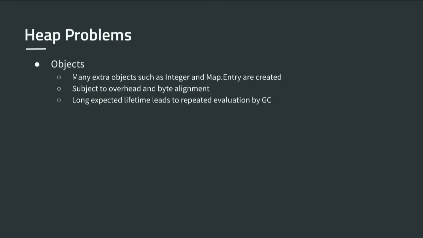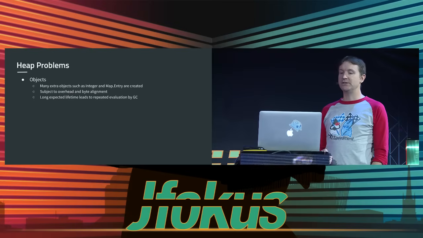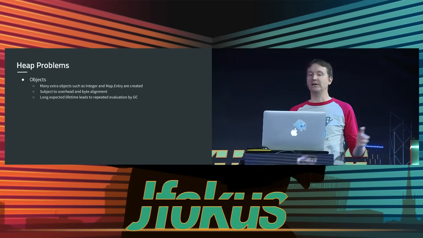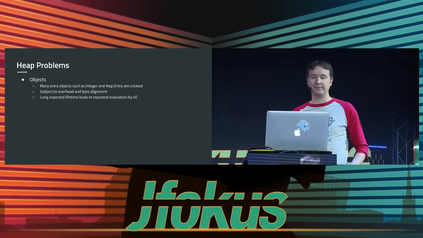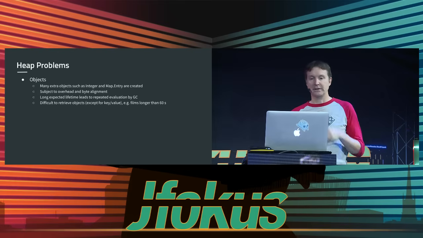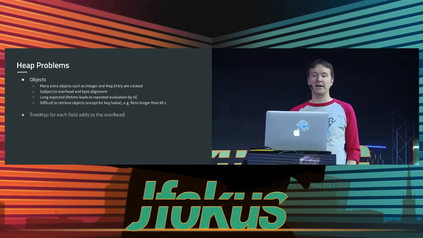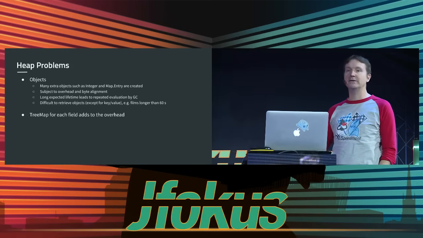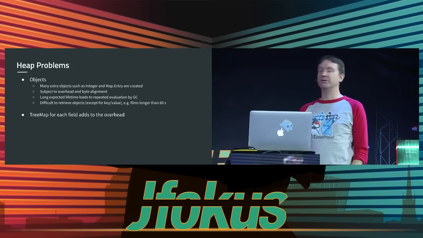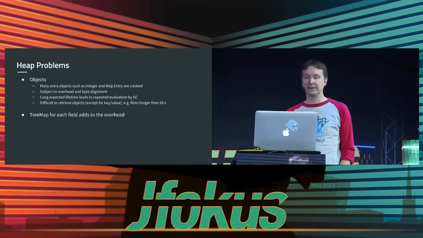And the lifetime, if you create such a map, it's likely that it will live for long. Each time the GC is invoked, maybe you don't have to look at each object, but it's still a consideration for the garbage collector. And it's difficult in this case to retrieve objects based on something other than just a key. This is just a key value, so you might end up adding a lot of tree maps, and then you have even more garbage and objects lying around unnecessarily.